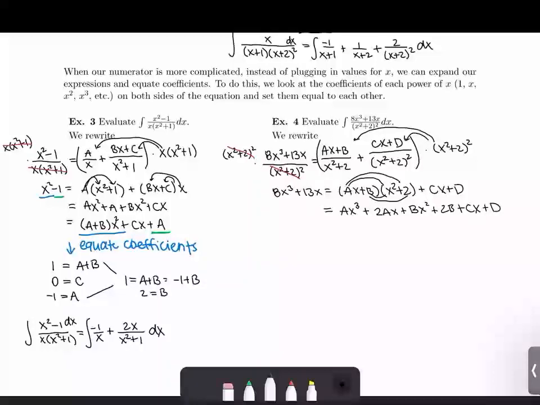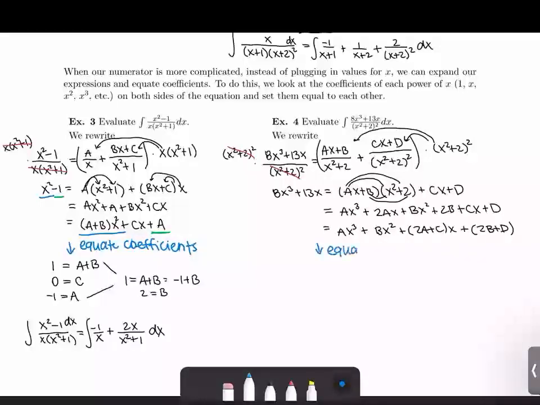So we're going to combine our like terms. So that means that we look at our powers of x. So there's only one term with x cubed, and that has coefficient a. There's only one term with x squared, and it has coefficient b. There are two terms with an x, and they are 2a and c, so we just add those together. So we have 2a plus c times x, and then we just add our constant terms together, which is 2b plus d. So again, what we're going to do is we're going to equate coefficients.